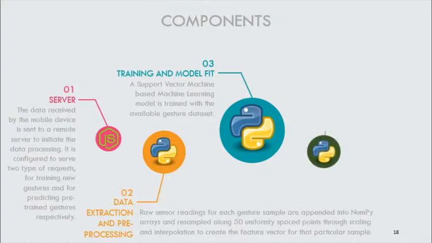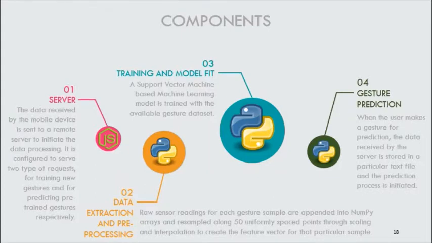The final part is gesture prediction. When the user makes a gesture for prediction, the data received by the server is stored in a particular text file and the prediction process is initiated. The dataset is fed to the SVM model to predict the class for this feature set.